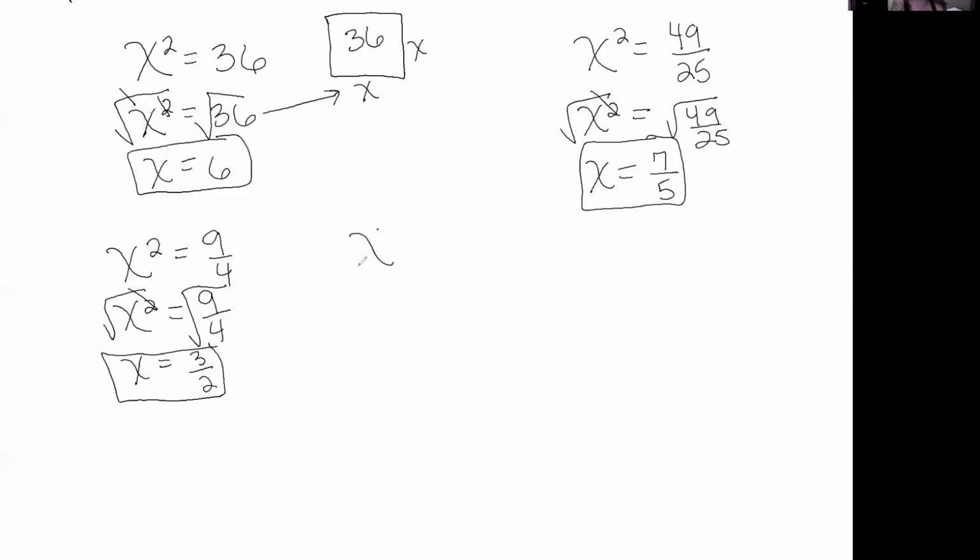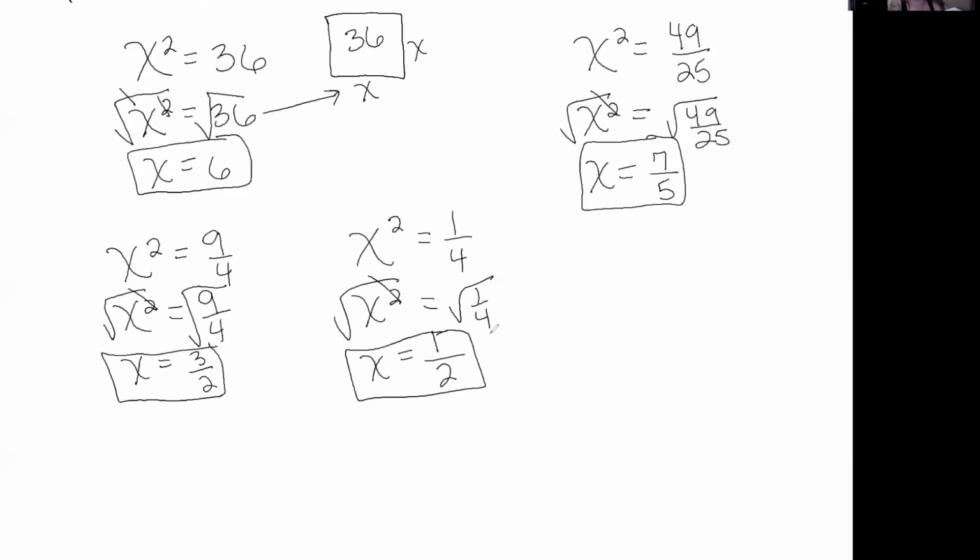Okay, let's do another one. Some number squared gives us 1/4. So we rewrite it with our radical symbol. Those cancel. So what number squared gives us 1? Well, that must be 1. And then 2 squared gives us 4. So 1/2 squared gives us 1/4.